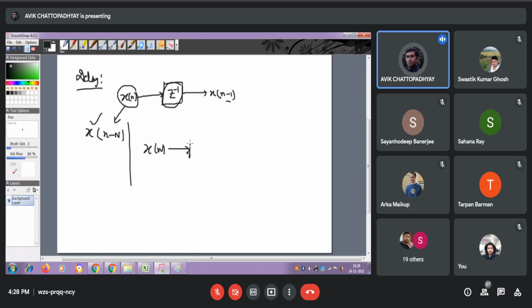First you have to feed it to a system which can provide only one sample delay for you. Then whatever delayed version you got, again you have to feed it to another system which again will give you another one sample delay. In this fashion, suppose this is the first delay element, and this is the second delay element.